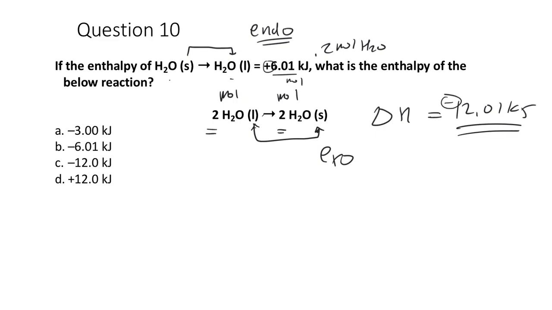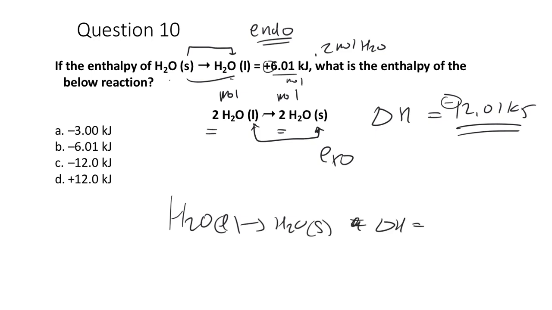That comes from the first law of thermodynamics. So if water solid to liquid is plus 6.01, and you have water liquid to water solid, you just flip the sign. Delta H here would be negative 6.01 kJs. Double the coefficients, then you double the magnitude of the delta H. So this delta H here is going to be minus 12.0 kJs.